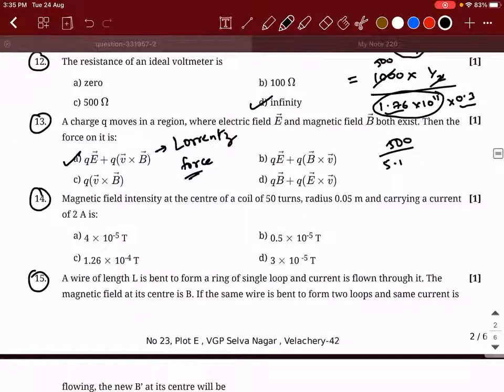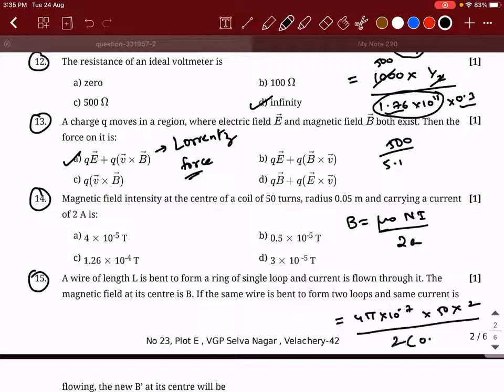14th. Magnetic field intensity at the center of the coil of 50 turns, radius 0.05 meter and carrying a current of 2 ampere. So what is the value of B? B is equal to mu naught N i divided by 2a, where a is the radius. So mu naught is 4 pi into 10 power minus 7, into N is 50, into I is 2, divided by 2 into 0.05. So on solving this, you should get the answer. What is the answer you people got? Check your notes and tell me. 1.26 into 10 power minus 4. Correct.